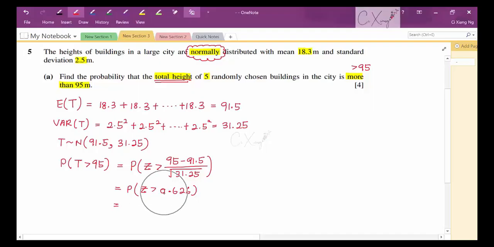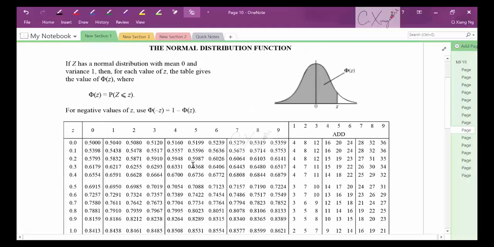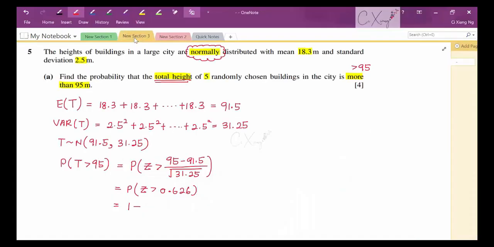From here we use the normal distribution table to get the probability. For a normal distribution the table only gives us the value which is smaller than, so I have to take 1 minus the value from the table to get the area that we want. For 0.626, 0.6 is here, 62. Then for the 626, you need to add 19 to the last 2 digits of this value. So 7324 plus 19, and the probability that we get will be 0.7343.